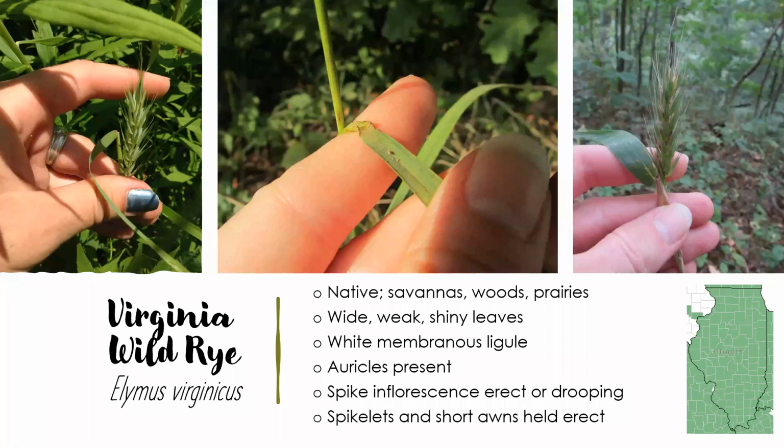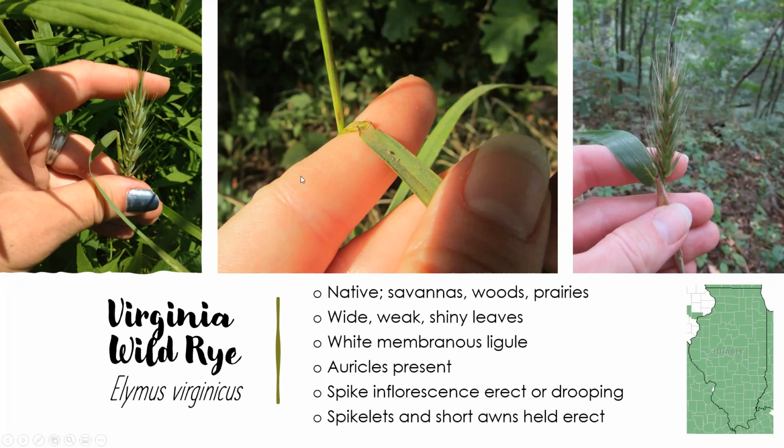The leaves, again, not really distinctive, wide, weak, shiny leaves. They have a white membranous ligule, and it also has auricles, or those are those arms that are extended out from the leaf blade and hug the stem. It's really challenging to see them. There is one auricle right here that's very small. Again, this is late in the season, so it's difficult to see it. And then the ligule is barely there, but hanging on right there, again, late in the season.